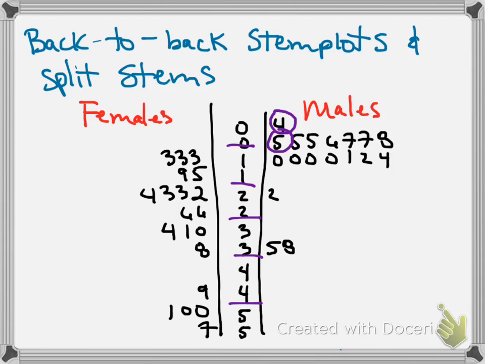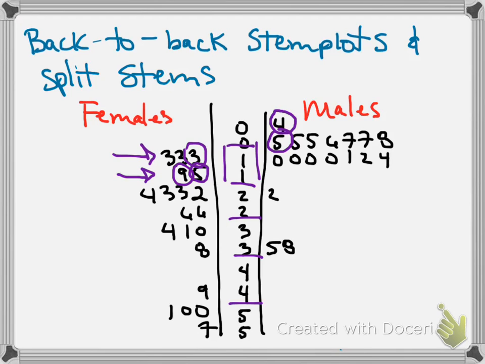So for the ones here, the stems are split again. This 3 represents a female who owns 13 pairs of shoes. So any leaf between 0 and 4 would show up on this row. And then any leaf between 5 and 9 would show up on this row. So that's why we have a data point of 15 here and a data point of 19.